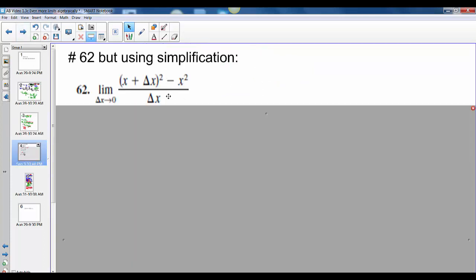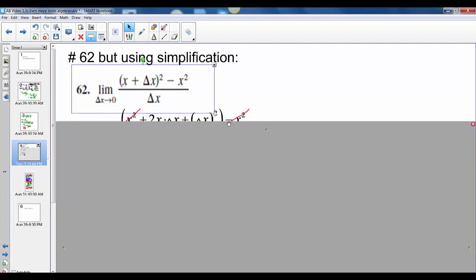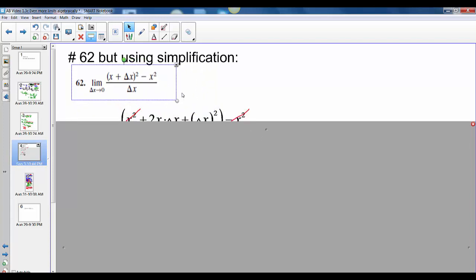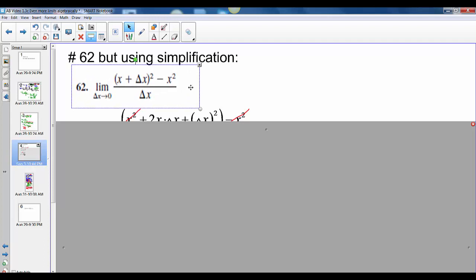Same problem. Sorry, this is a bit blurry. Let's see if I can make it less blurry by making it smaller. I don't know if that's really helping, is it?